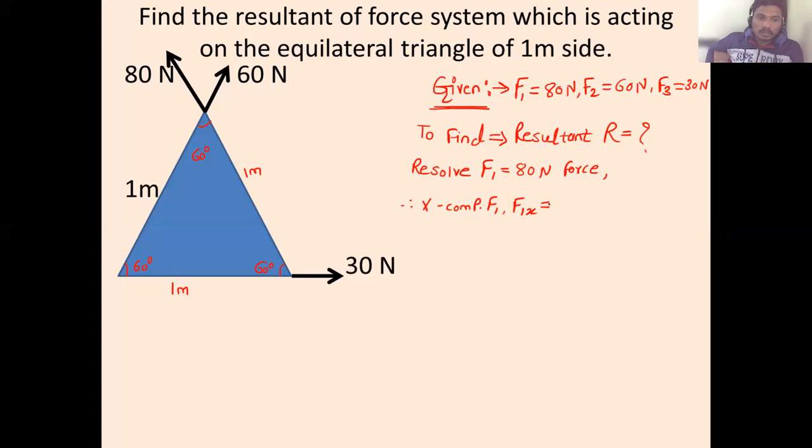F1x is F1 cos theta. I want to resolve that force either in the horizontal direction or vertical. How much angle has the F1 80 Newton force made with horizontal? 60 degree. It has made the angle of 60 degree with horizontal. Now, as far as x component is concerned, where is it going? Towards negative x-axis or positive x-axis? Its direction?